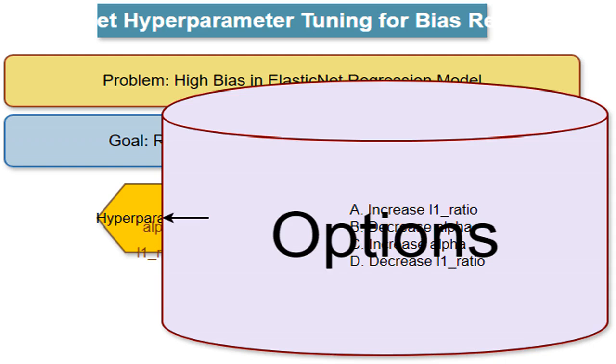This option suggests increasing L1 ratio. This pushes us more toward lasso regression. Lasso often creates simpler models by setting many coefficients to 0. This can increase bias, which is not good for our high bias problem. We should avoid this option.